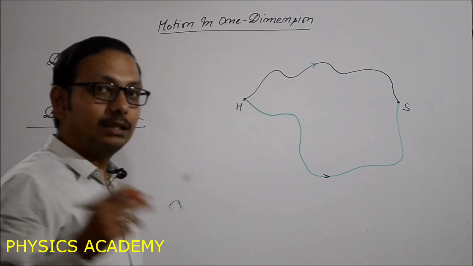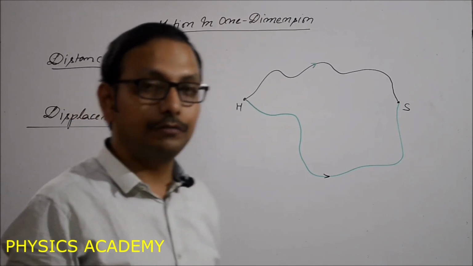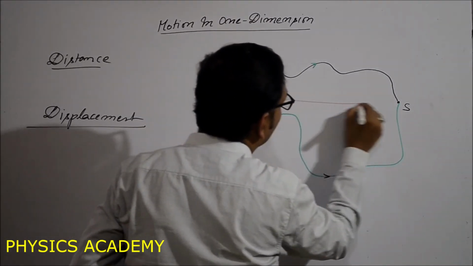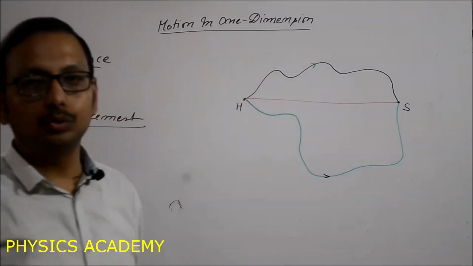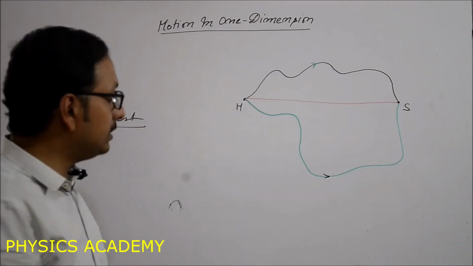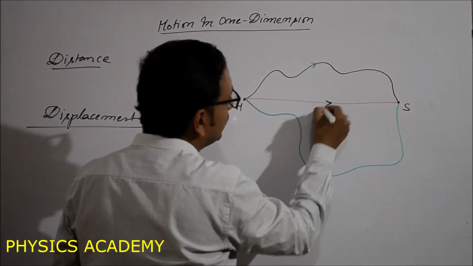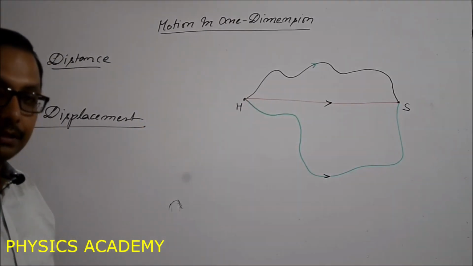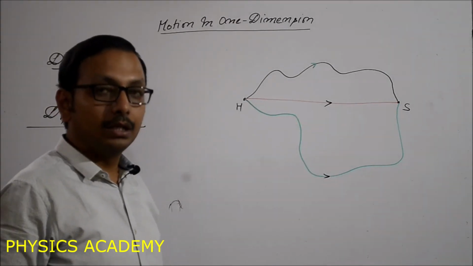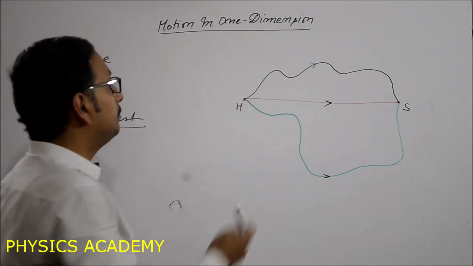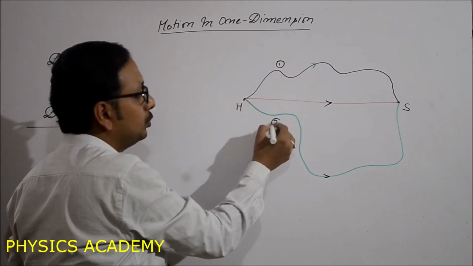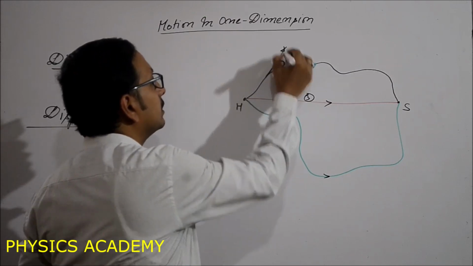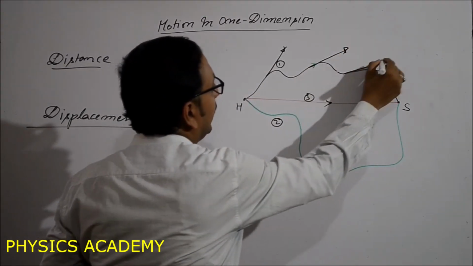Now say the third person, a third friend of yours, who is also moving out from your house, but took a straight path to school. If you consider all this, you will find that this is the shortest distance traveled, and also in the same direction. Now if I compare all three paths, path 1, path 2, path 3, if you see path 1, the directions are different at different positions.